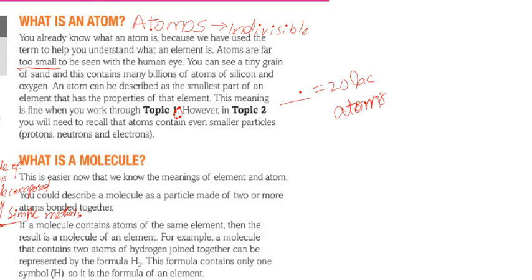We can understand when we study the structure of atom that there are electrons, protons and neutrons. But here we are helping you understand what an element is. An element is made up of the same type of atoms. So we used atoms to understand the element. Atoms are far too small to be seen with the human eye. You can see a tiny grain of sand, and this contains many billions of atoms of silicon and oxygen.